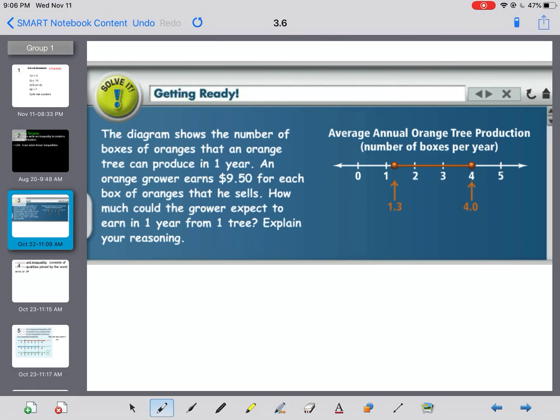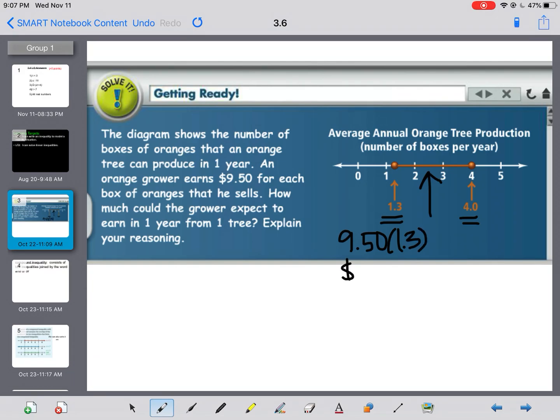All right, well, if you look at our graph over here, there's two different numbers and it's colored in between because not every orange tree is the same and they may not all produce exactly the same amount. But what this is saying is that the smallest number of oranges that would be produced would be 1.3 boxes and the largest number would be 4 boxes, with anything in between.